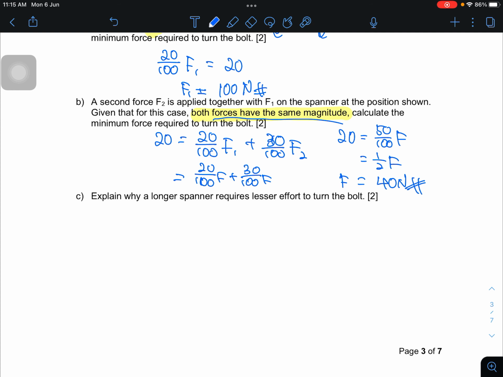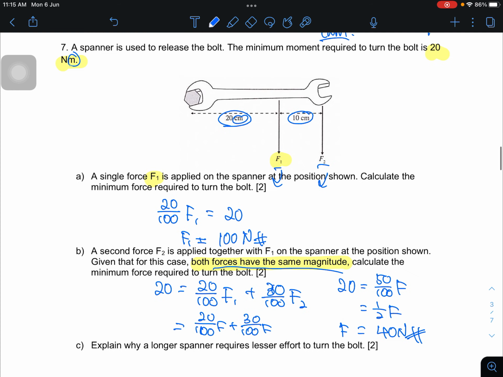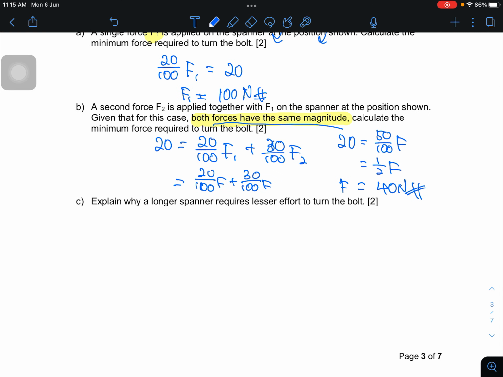C. Explain why a longer spanner requires less effort to turn the bolt. Okay, so now imagine I have a long spanner. Why will a longer spanner require less effort? Moment is equal to force times perpendicular distance. The moment to turn the bolt is the same because the bolt is the same. So it's 20. Let's put in some random numbers so we can see clearly. Imagine the distance is 5 meters. How much force do I need? I only need 4 Newton, right? 4 times 5 is 20.